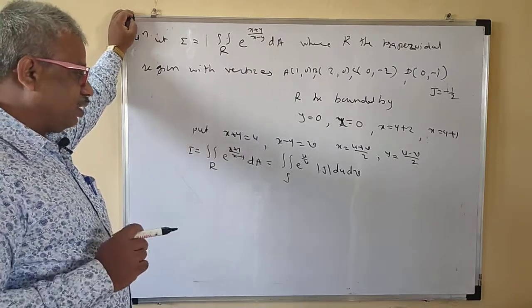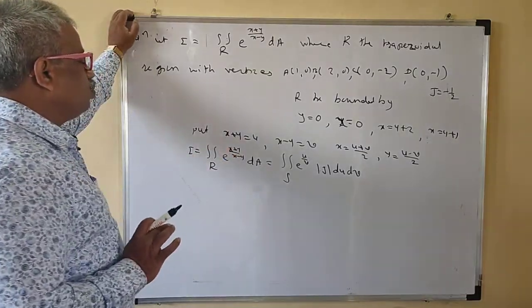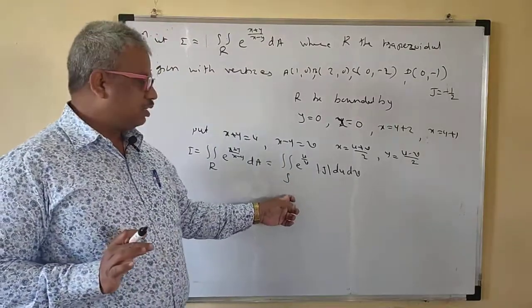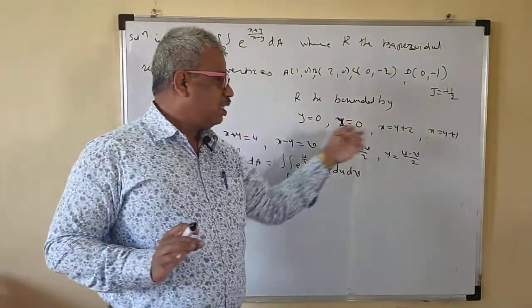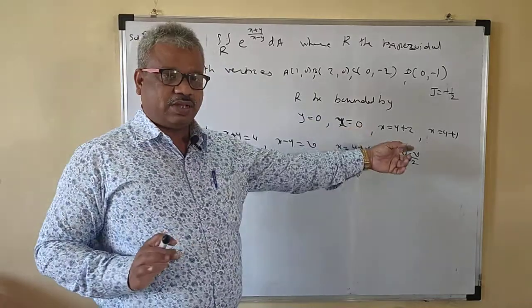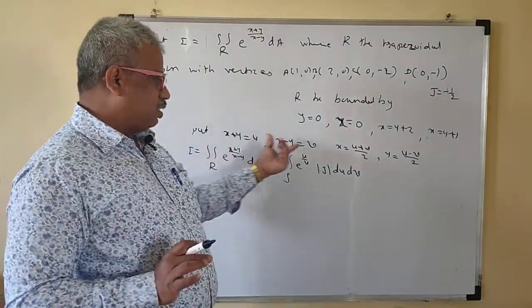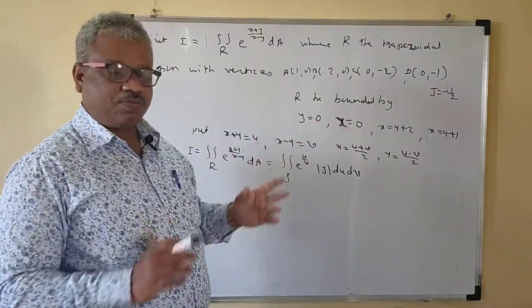We have to draw the strip parallel to the v axis. We'll take care of that one. So before that, you have to find the region S. Your original region is bounded by this, so you have to find your region, which is bounded, in terms of u and v.